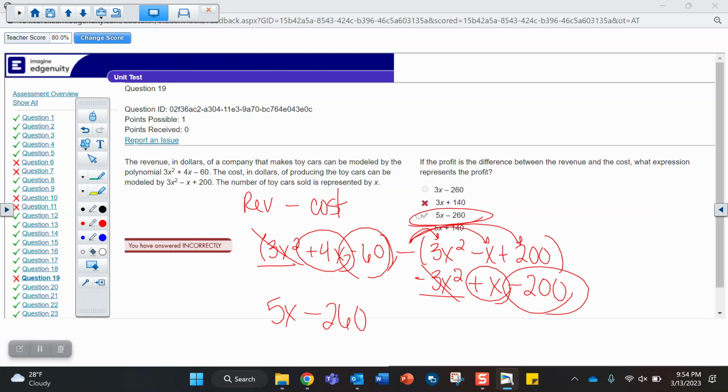And it looks like, I'm guessing that you just forgot that subtraction kind of distributes through and changes the sign, so you probably did 4x minus x, that's how you got 3x, and then negative 60 plus 200, and that's how you got 140.